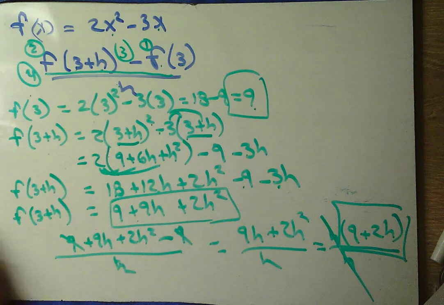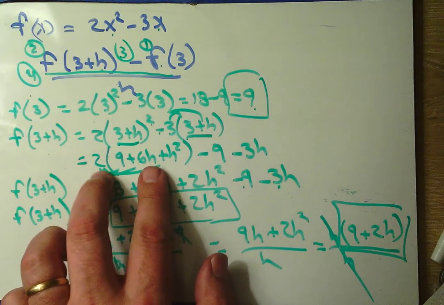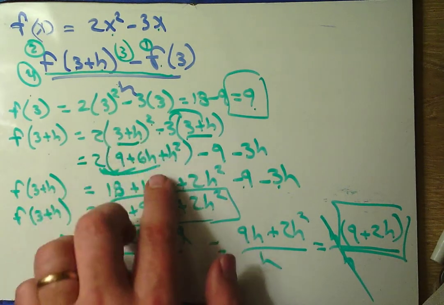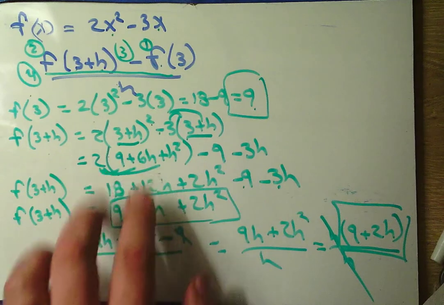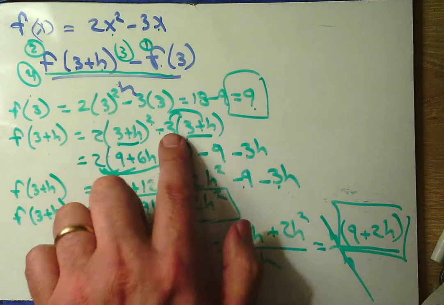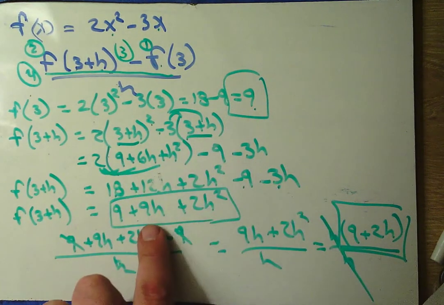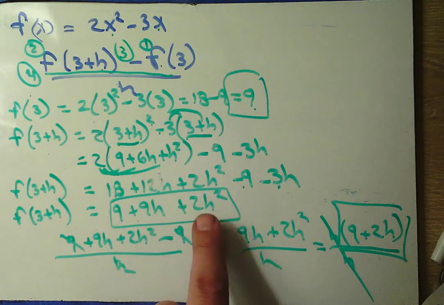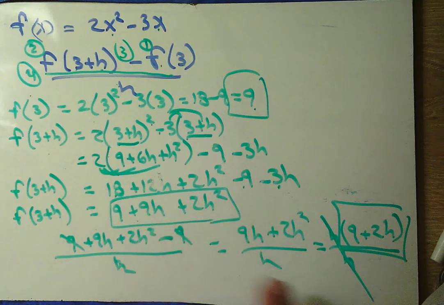I'm just checking. There's 12h, 3 times 3 times 2 is 6, times 2 is 12h, and over here we have minus 3h, and so that's 9h. Yes, that's correct then. Okay, so there's number 5. Let's take a look at number 6.